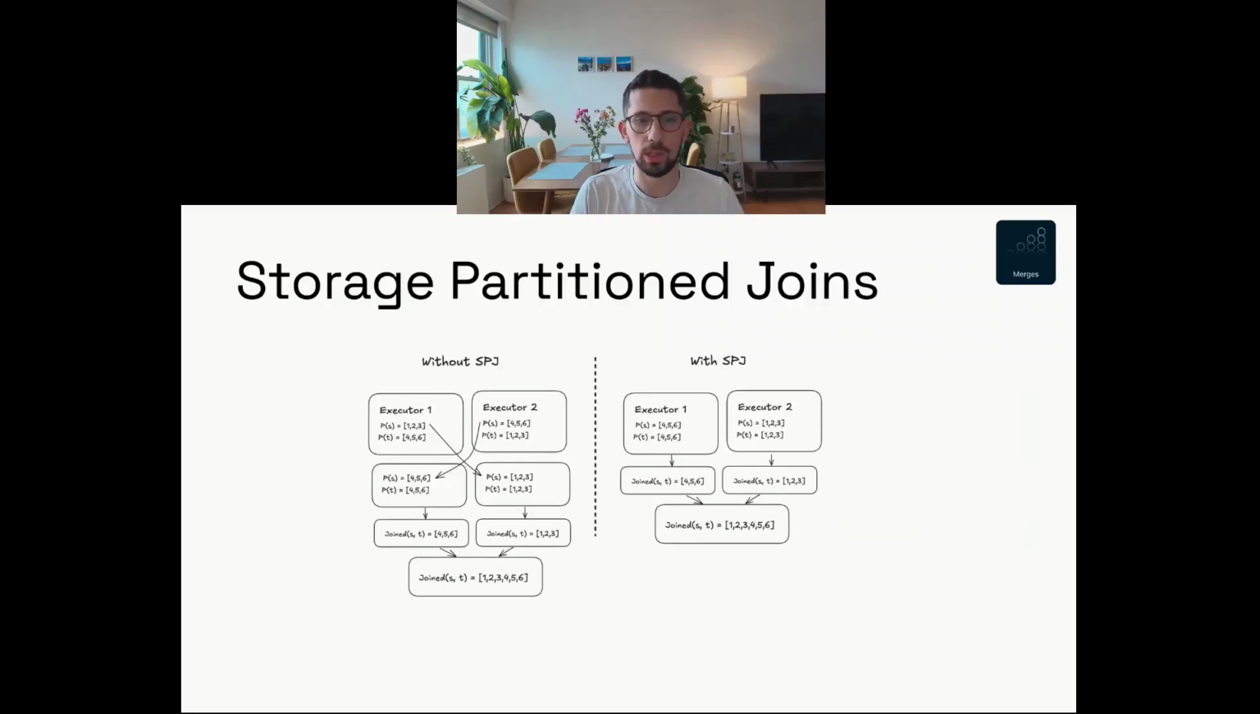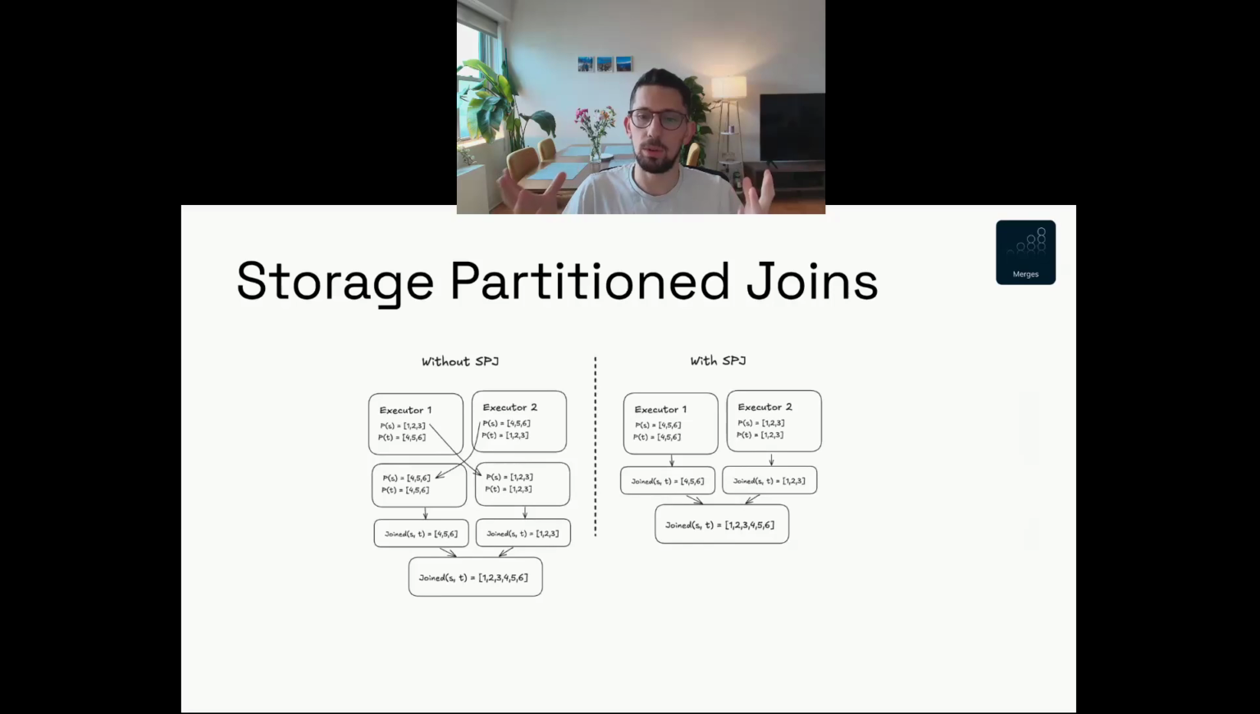On the left, you can see how it looks without SPJ. Basically, two Spark executors try to perform this join operation, which starts by shuffling data between those two executors. Why do they do that? Because they need to make sure each executor only holds a specific set of partitions so they can scan them and then join them. And as you all know, shuffling is one of the most costly operations in Spark, both in memory and in runtime.